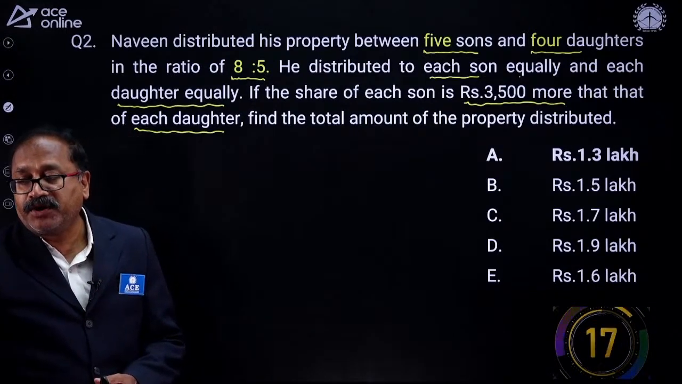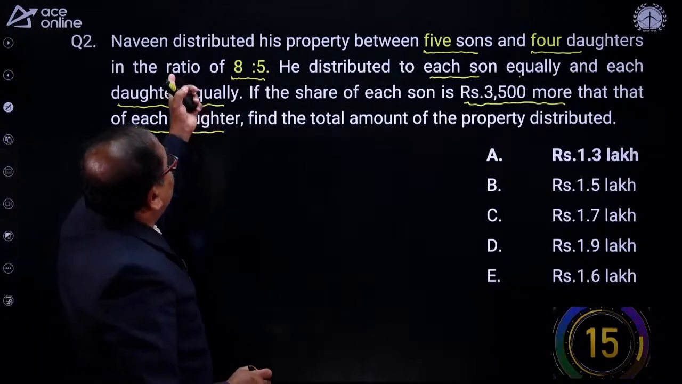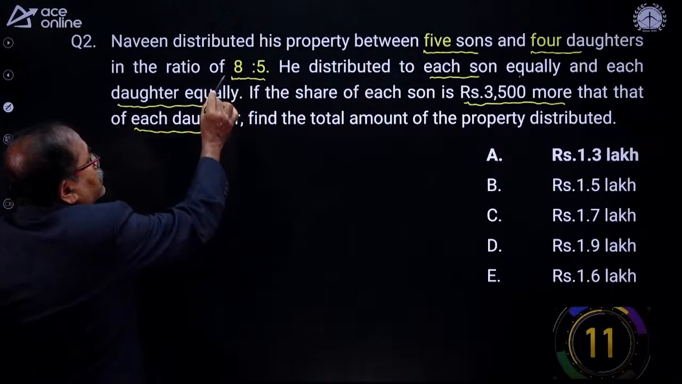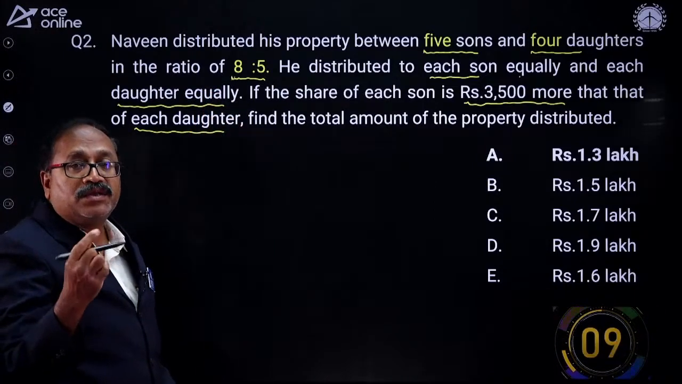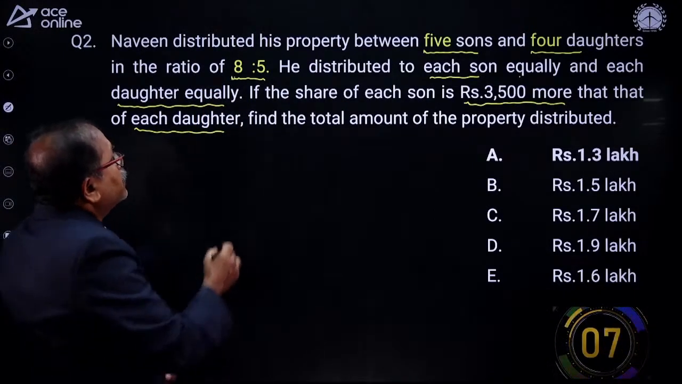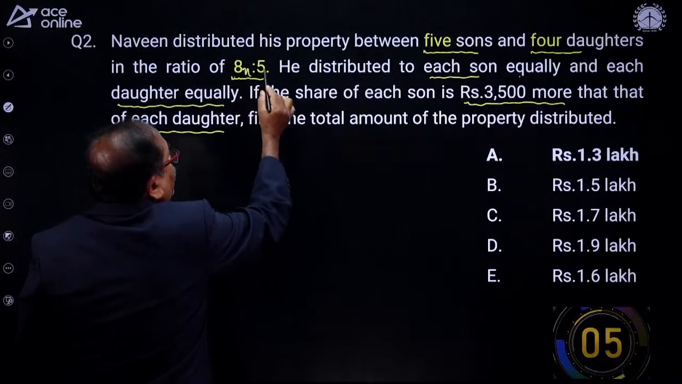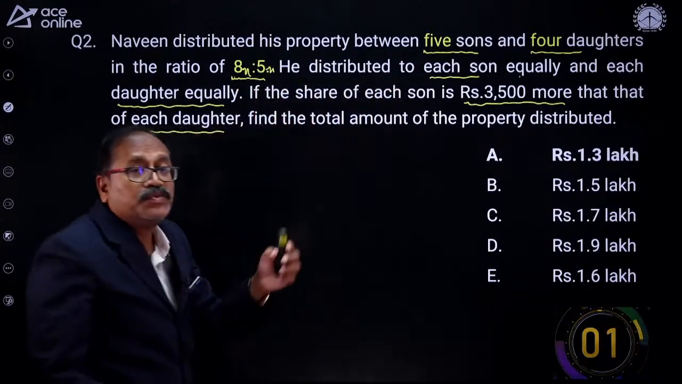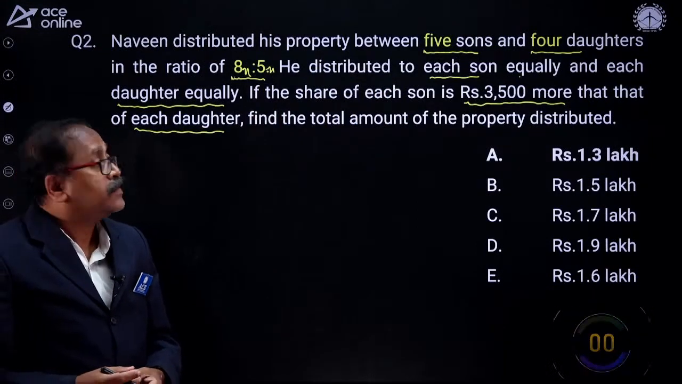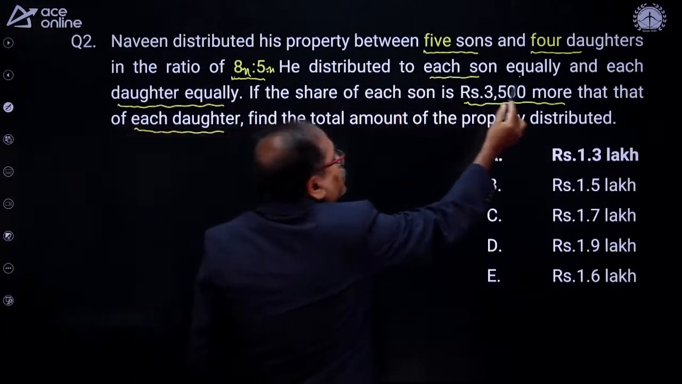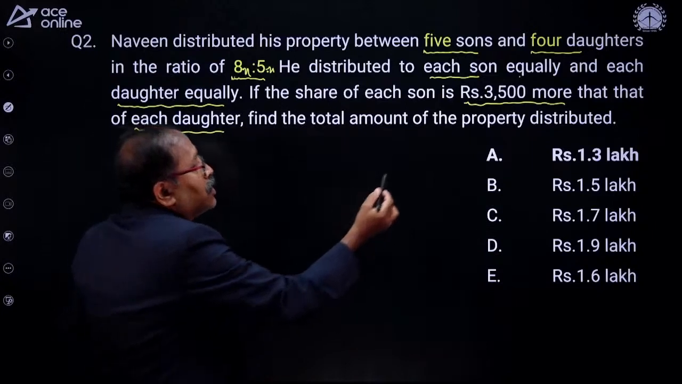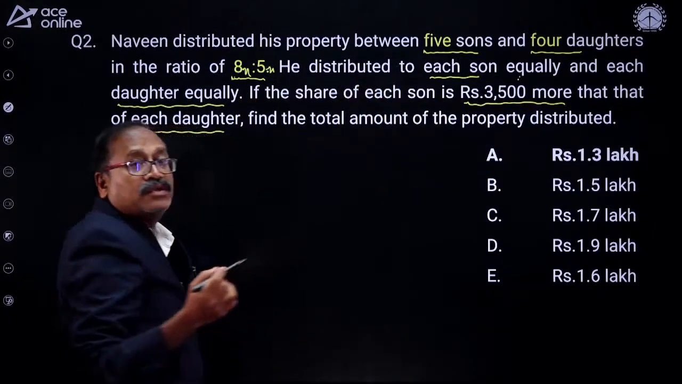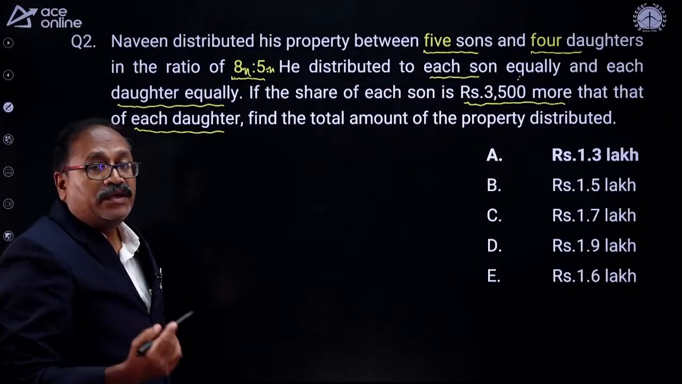Very good and important question. It says that for 5 sons and 5 daughters, the money is distributed in the ratio of 8:5. If I consider this as 8x and 5x, the 5 sons get 8x money. And it is said that each son is getting equally.